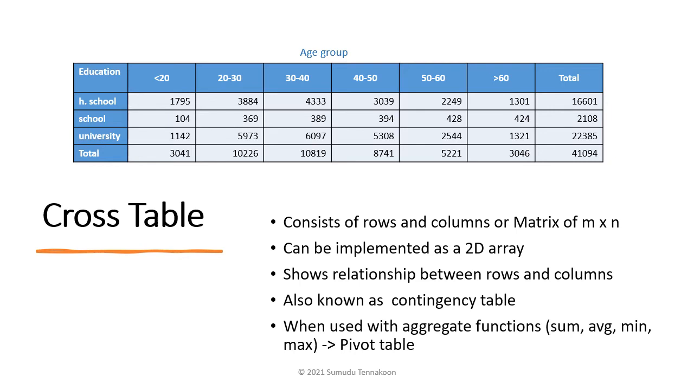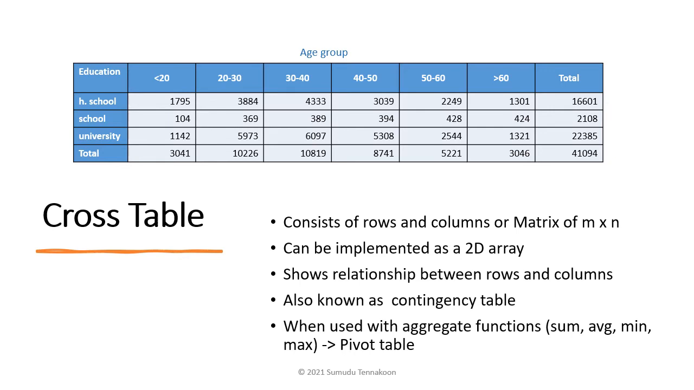So it shows the relationship between rows and columns. For example, the columns will represent age group and the rows will represent education level, and this simple relation will tell you the counts. So people with age less than 20 in high school is 1795, as you see here. This is also known as a contingency table.